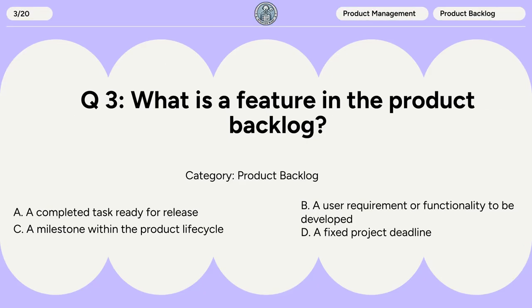Question 3. What is a feature in the product backlog? A. A completed task ready for release. B. A user requirement or functionality to be developed. C. A milestone within the product lifecycle. D. A fixed project deadline.